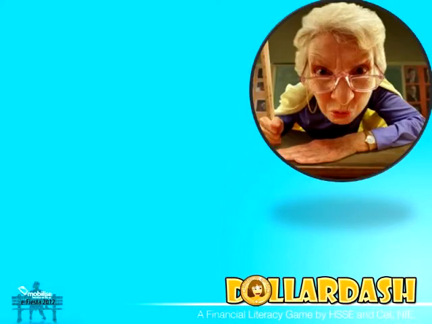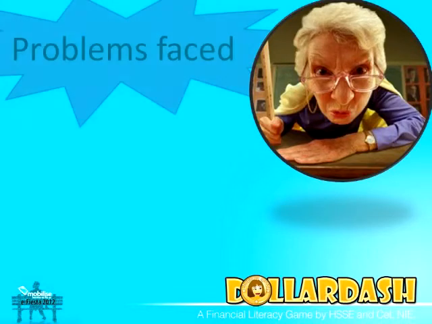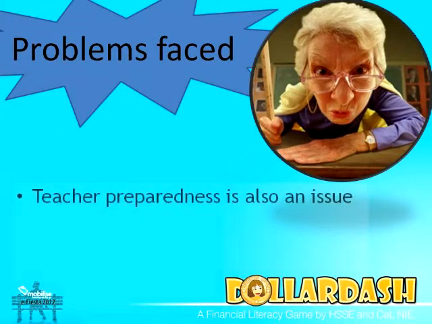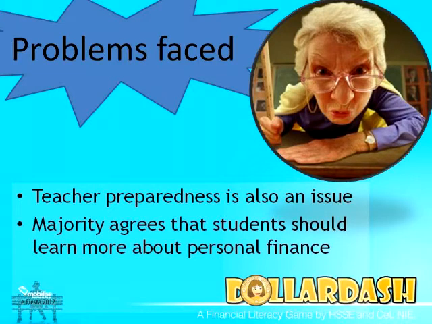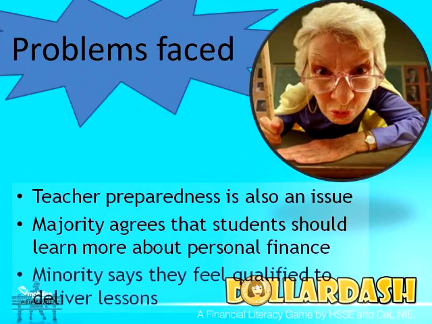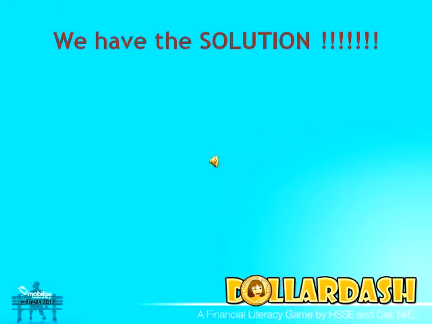So, but what's the problem? The problem is, well, you can tell by the picture, teacher preparedness is an issue. All right, the majority feel that students should learn, but the teachers don't know how to teach it. So what do we do? We offer you the apps. All right, we give you the fish. We also give the teachers the workshops on how to fish. So what we offer is a lot of buffet spread.